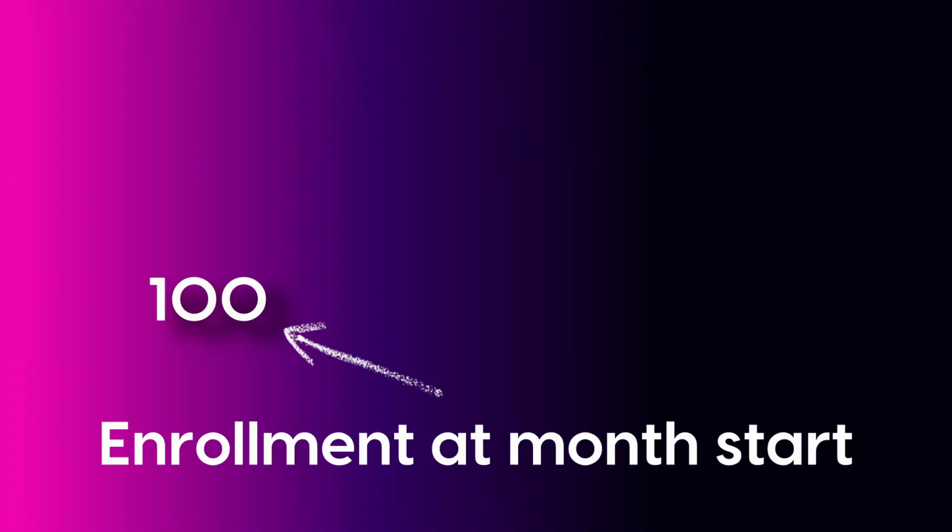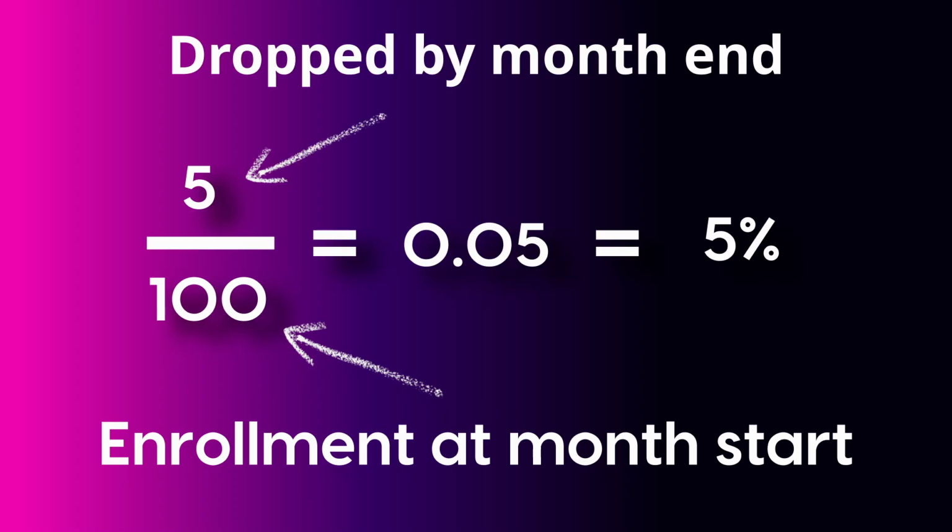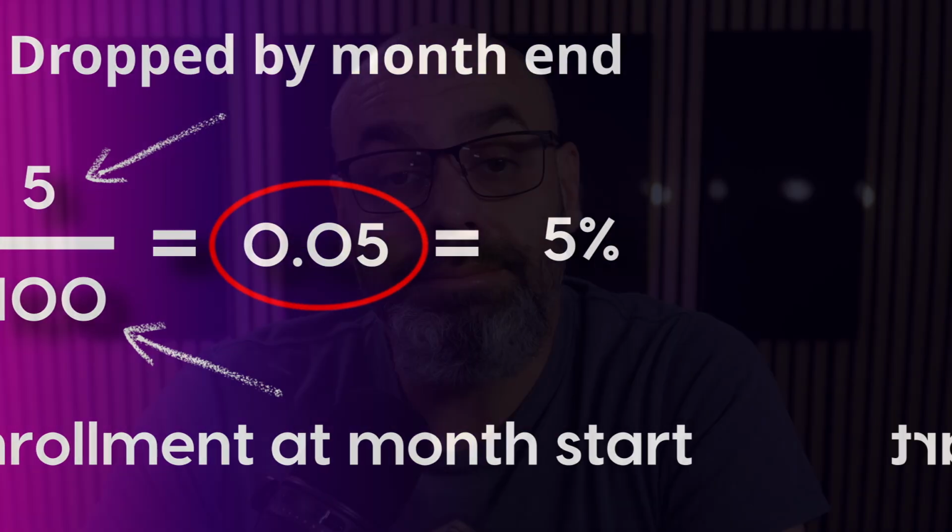Drop rate is simple. How many students did I start the month with? Then how many did I lose that month? Then, however many I lost, I simply divided that number by how many I started with. So if I started with 100 and lost 5, I would have a 5% drop rate. You either lost a student this month or you didn't.